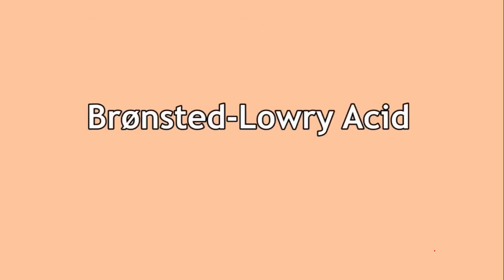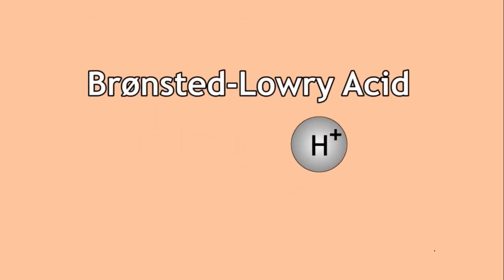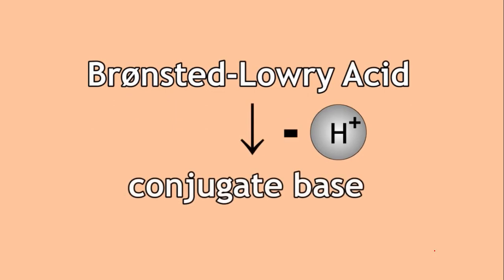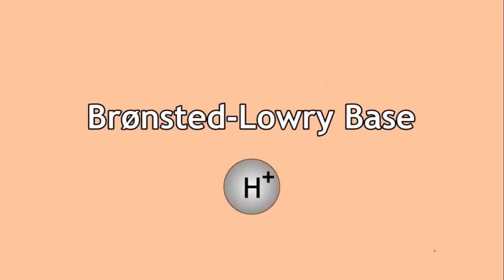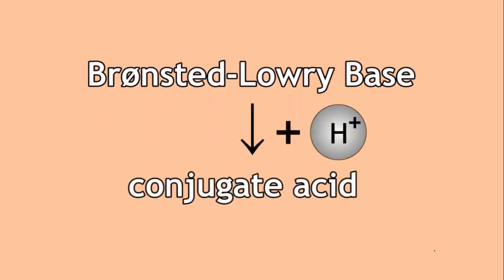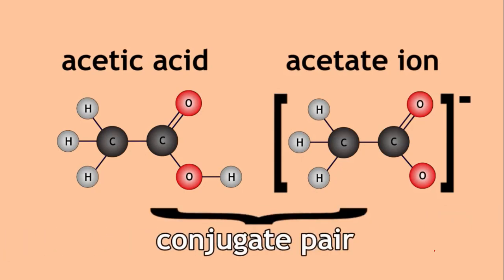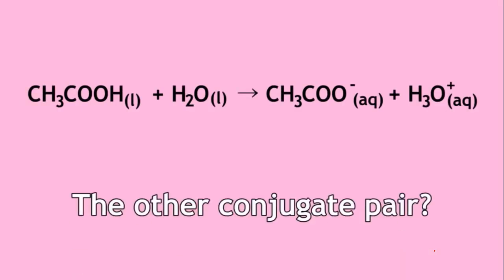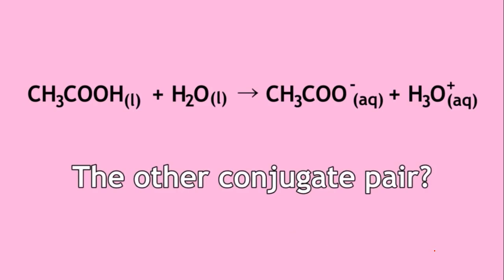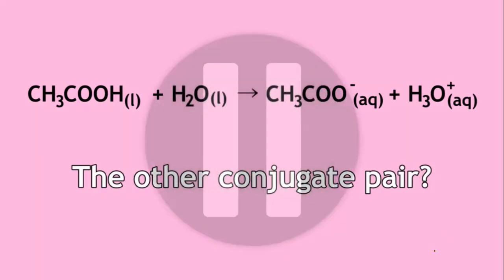When a Bronsted-Lowry acid releases a proton, the resulting species is its conjugate base. When a Bronsted-Lowry base accepts a proton, the resulting species is its conjugate acid. Acetic acid and the acetate ion is a conjugate pair. Can you identify the other conjugate pair in this reaction? Pause and resume when ready.